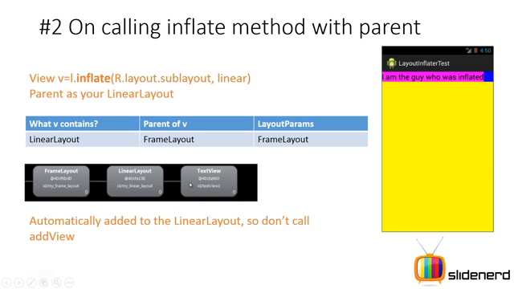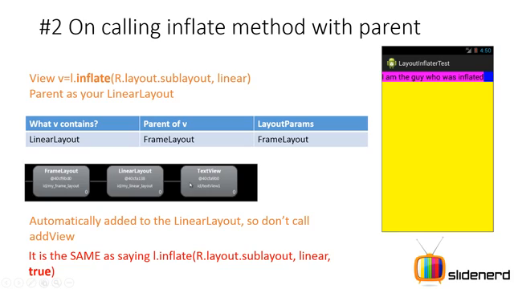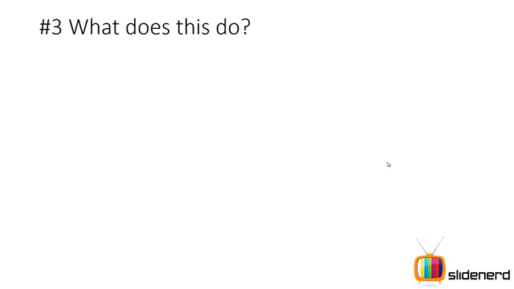Now there is one more thing I need to tell you. It is also the same as saying l.inflate R.layout.sublayout, specify a parent linear, and saying true. Now what does this true mean? There's a third parameter called boolean attachToRoot, which is the biggest source of confusion, no matter if you're a beginner or the most advanced Android developer out there. This is probably the biggest source of confusion which people are searching on developer.android.com. So now I'm going to discuss this ultimate method which has three parameters.